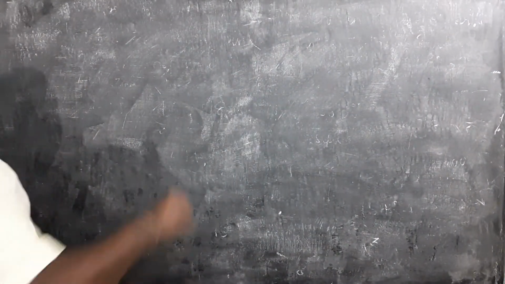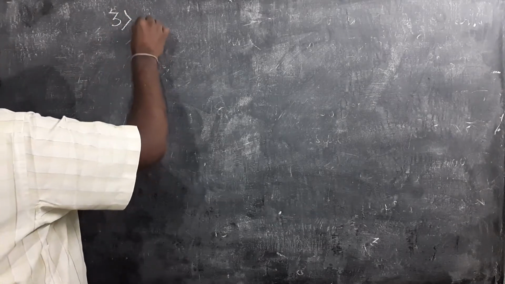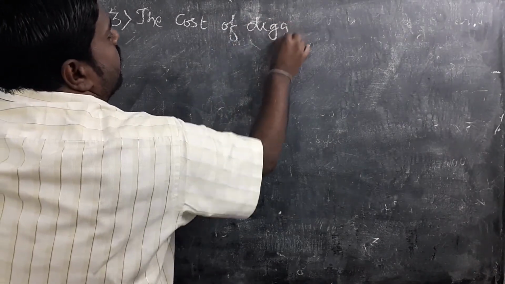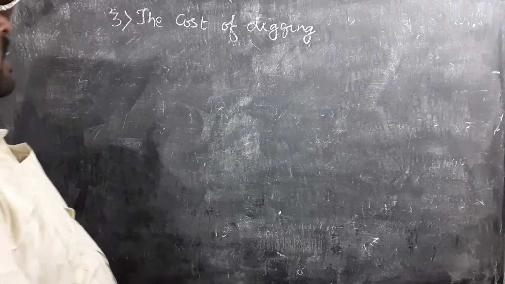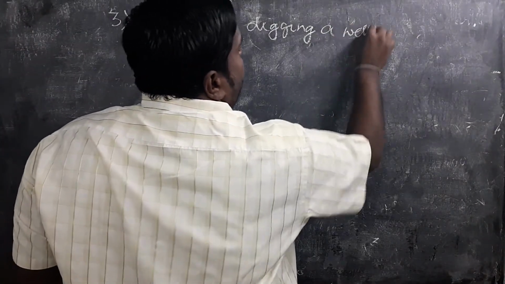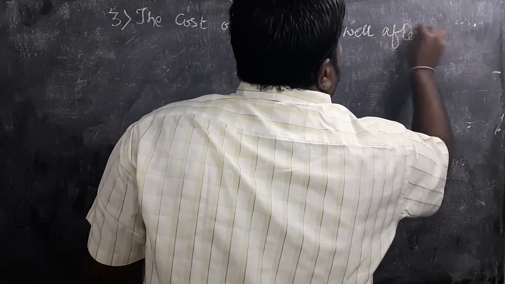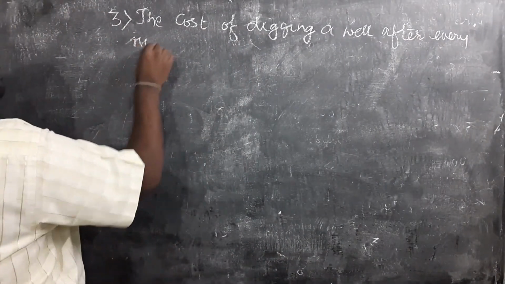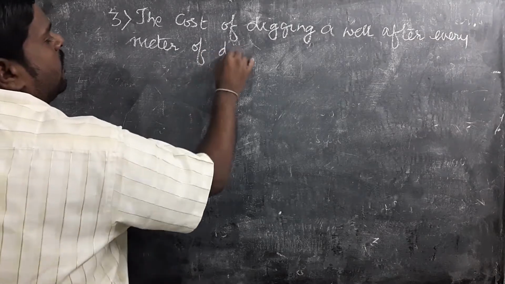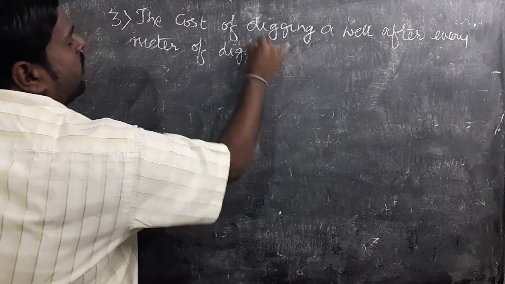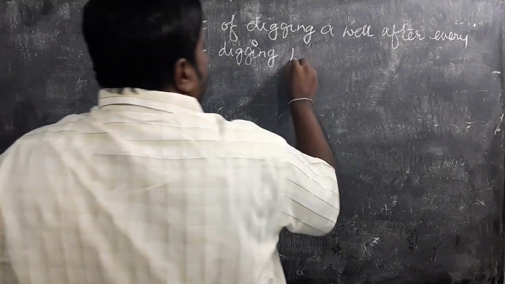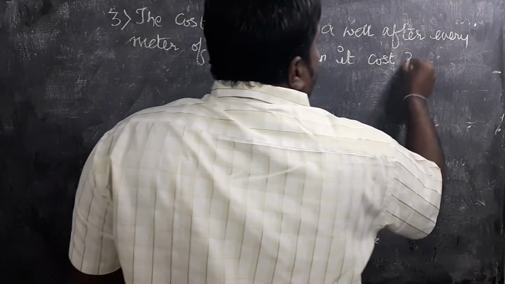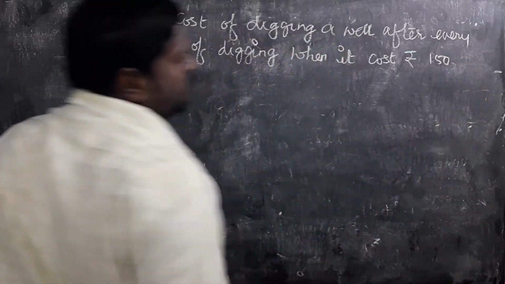Yes, tell me. The cost of digging a well: after every meter of digging, when it costs rupees 150 for the first meter.